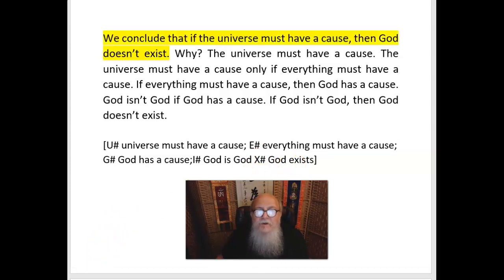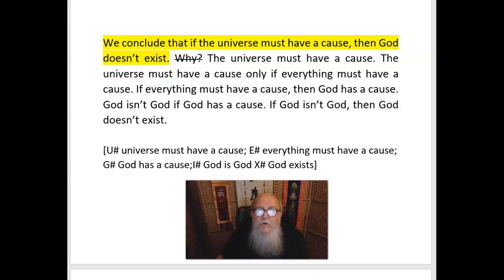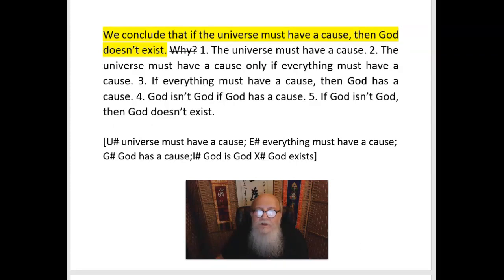Now it's easy enough to pick out the conclusion because it says we conclude that if the universe must have a cause, then God doesn't exist. It's also clear that "why" is a question, so it's not a proposition, so we can just mark it out. It doesn't concern us. It's just mere rhetoric. We could then go through and just number our premises. I often like to do this right there in the argument, if I'm doing it on paper, or if of course it's easier, to do it on the computer. There's premise 1, premise 2, premise 3, premise 4, and premise 5.